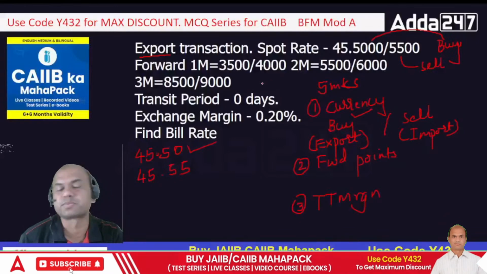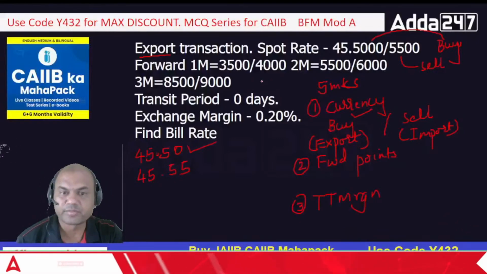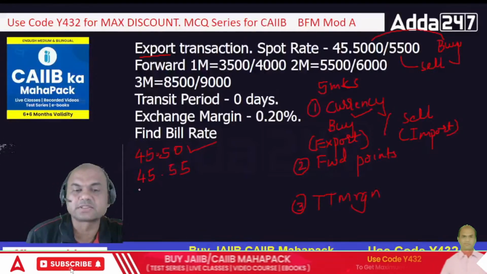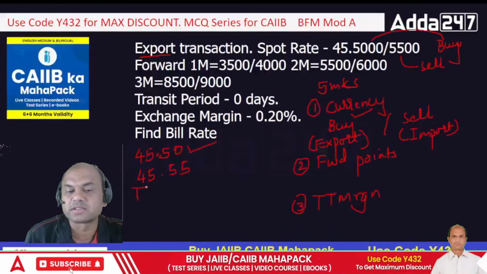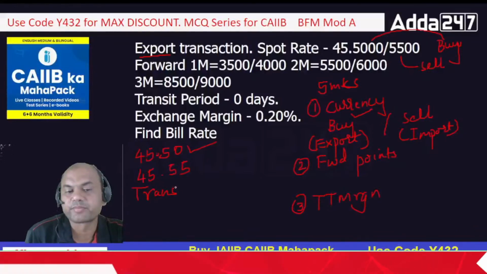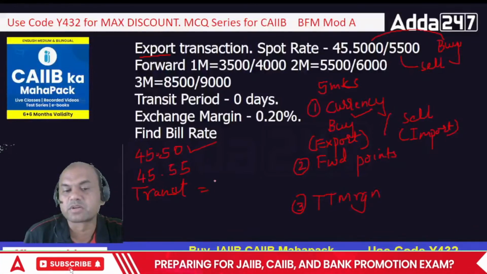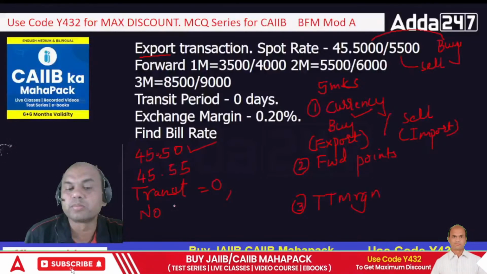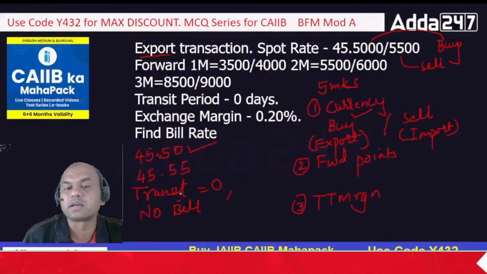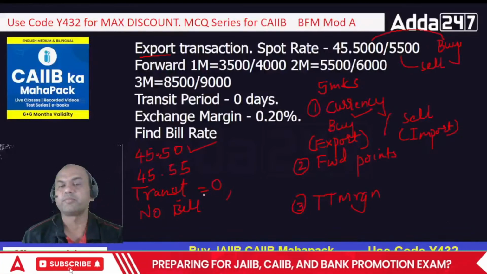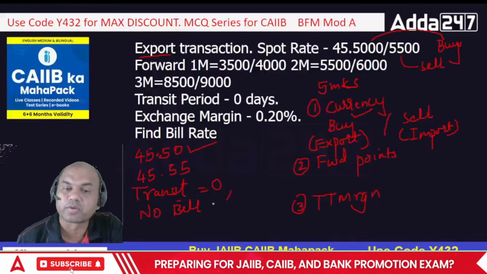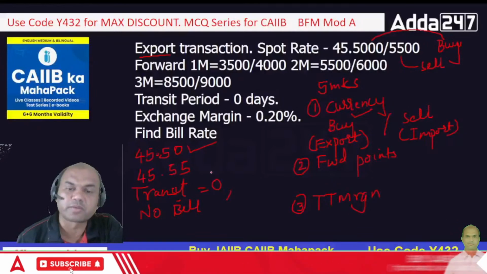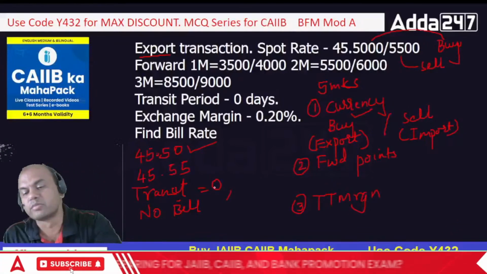What does this mean? Transit period is given as 0 days. This is a twist in this problem. Okay, when transit period equals 0 days, it means there is no bill rate. No bill rate involved. Everything is TT rate only, spot. So everything is spot rate over here. No bill rate. Why? Because transit is 0. If the transit would have been there, see here, how does this transaction move actually?